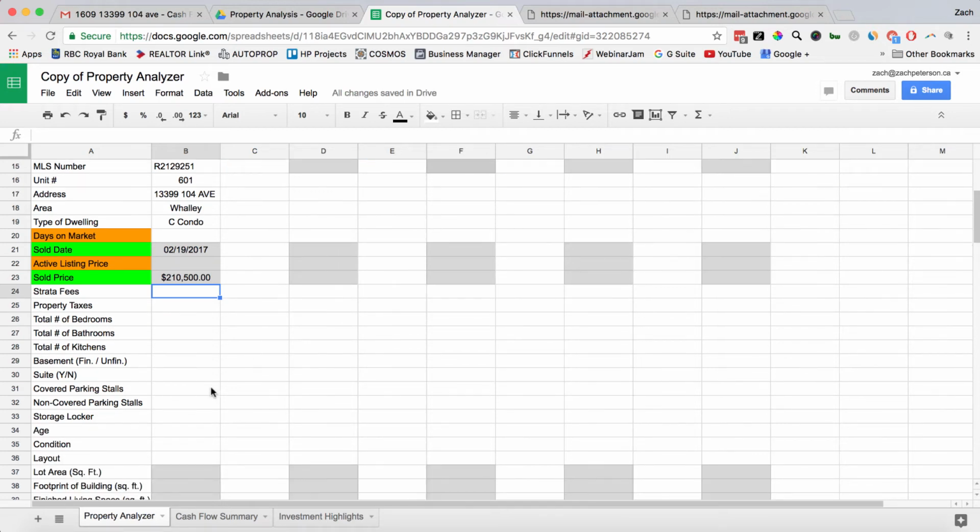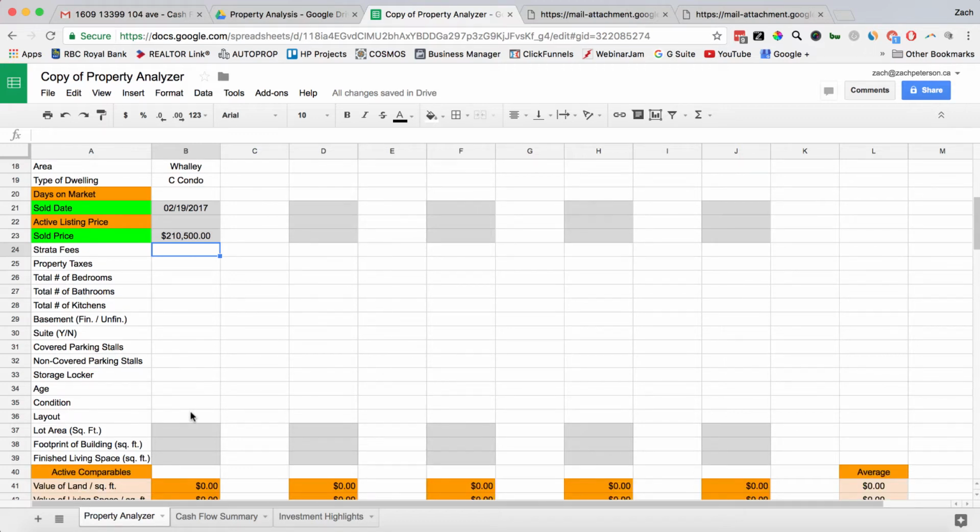And you can fill all this information out. I will go ahead and fill it out for this, but it's not necessary in order to calculate the value. It just helps you remember what the property was you looked at and know that there were certain differences in the comparable property. Alright, so we're going to go ahead and put in the strata fees.